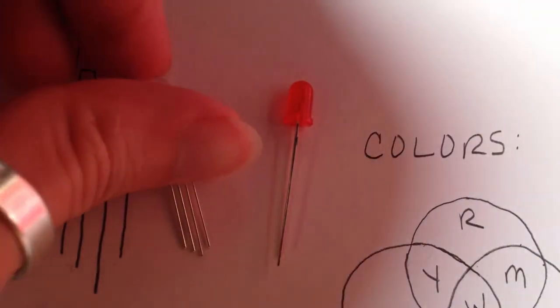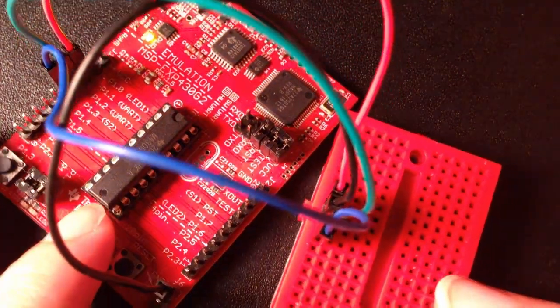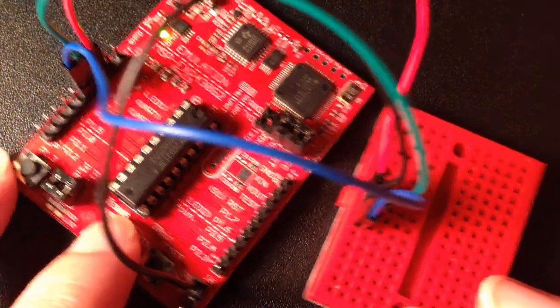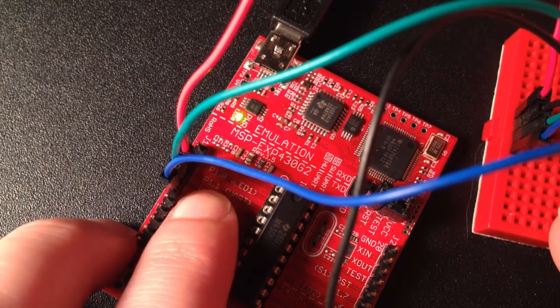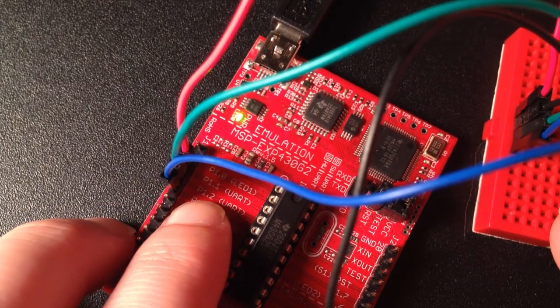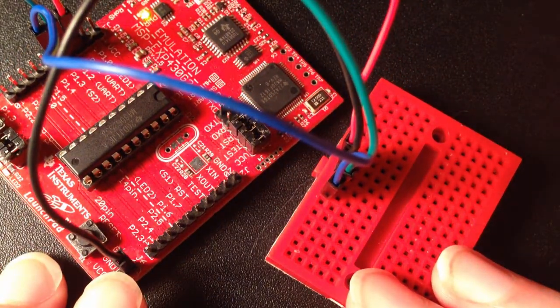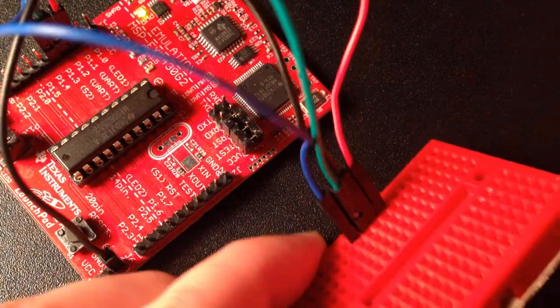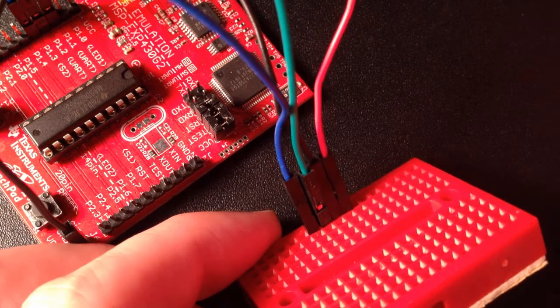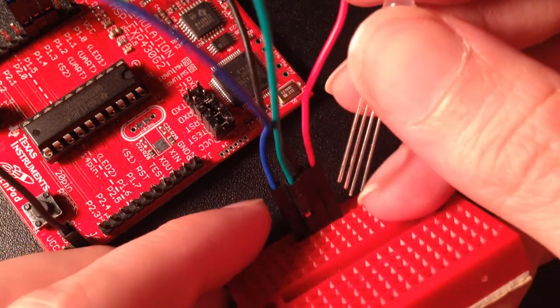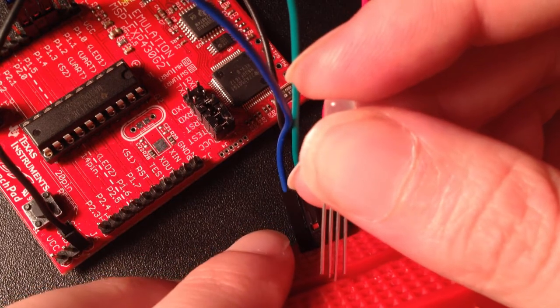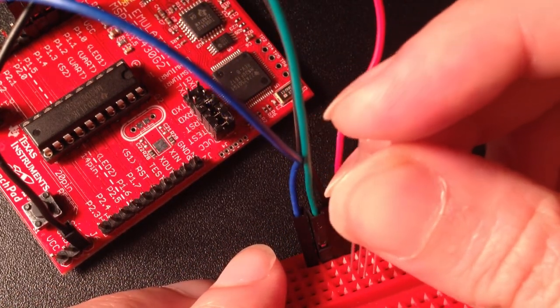Alright, so let's wire this up. For the sake of brevity, I've already got my wires on the board and the breadboard here. I've chosen to put the red lead on P1.1, the green on P1.2, and the blue on P1.3. And my ground wire is right here. So as you can see, I'll just put the RGB LED in the board, like so.